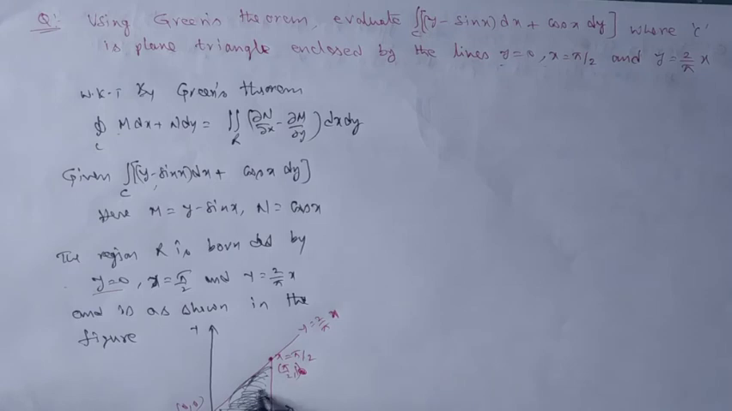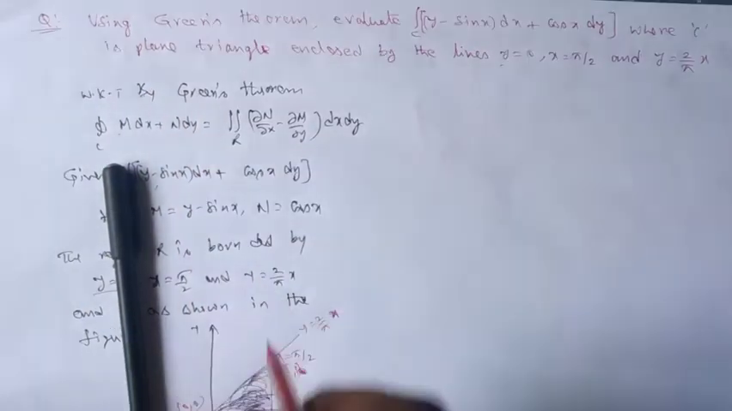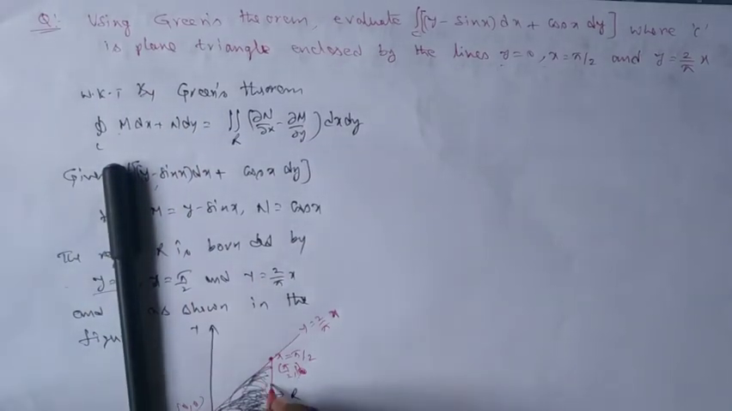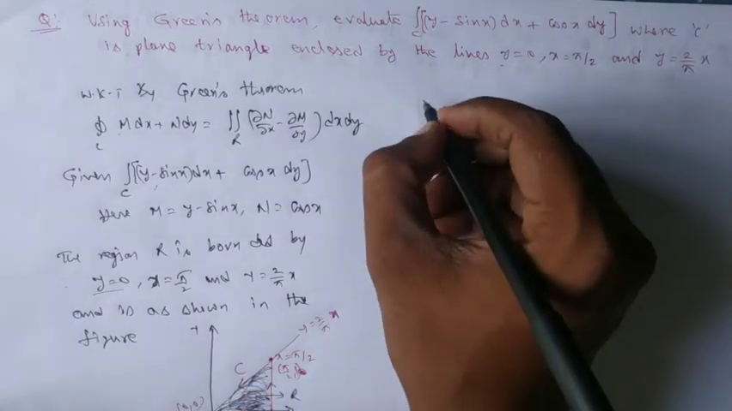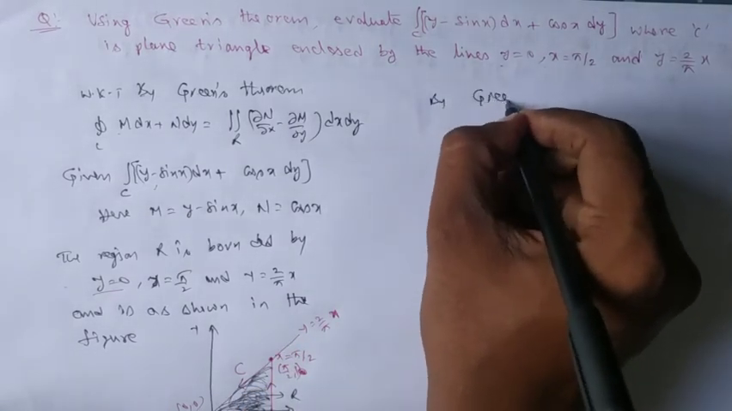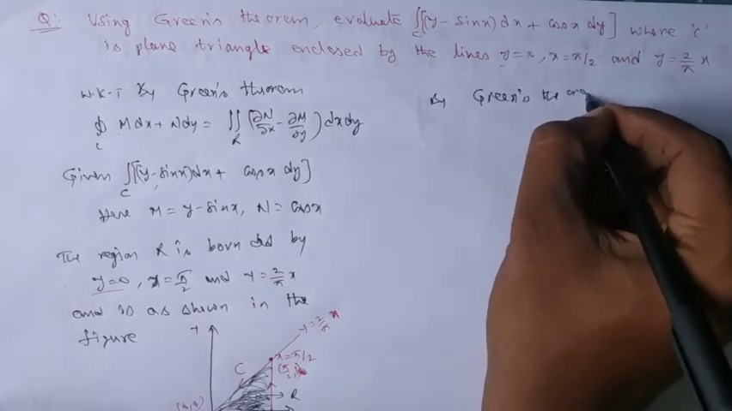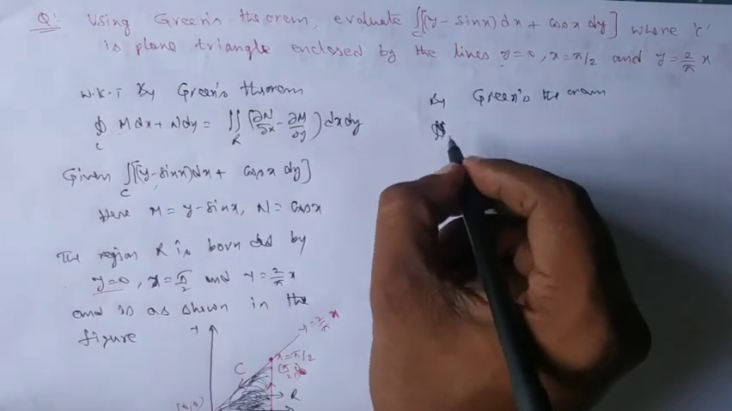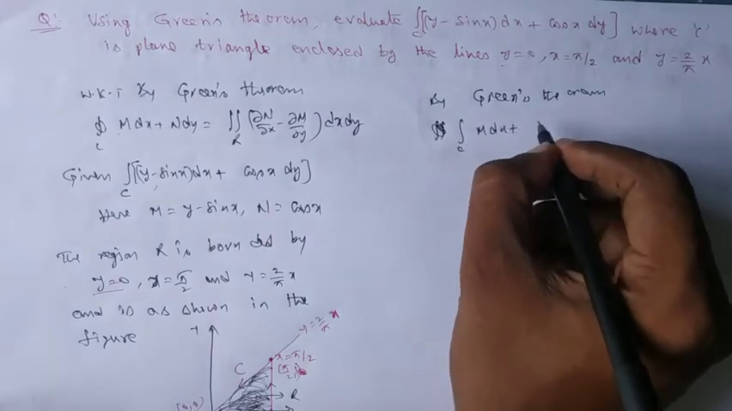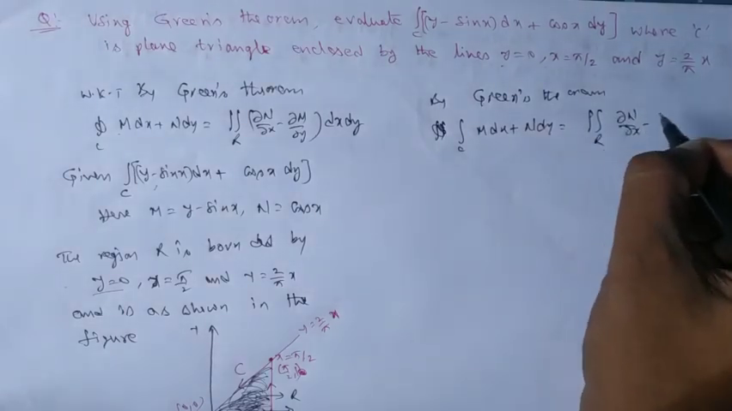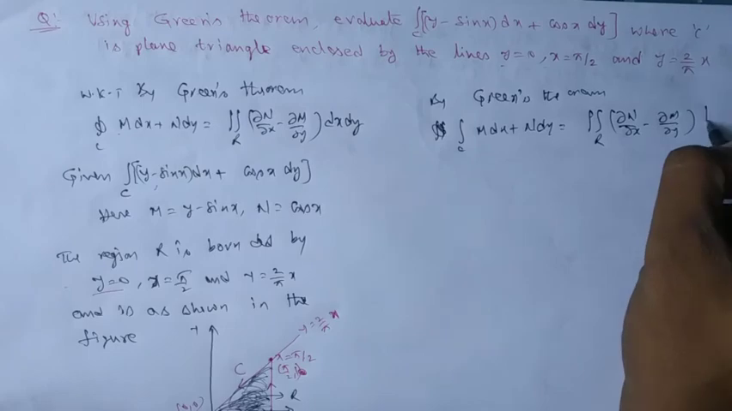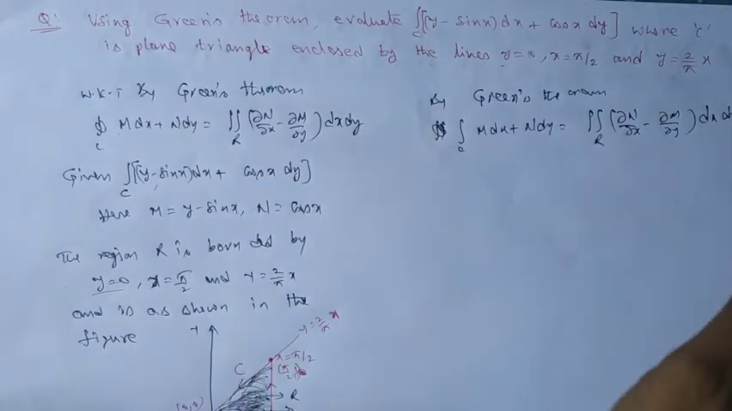Okay, so the points are clear and the region is known. This is our R. C consists of three portions, that is, this is along the x axis C1, C2, and this is our C3. Now by Green's theorem I can write like this. By Green's theorem, the integral over C of M dx plus N dy equals the double integral over R of (∂N/∂x minus ∂M/∂y) dx dy. This statement I am repeating once.